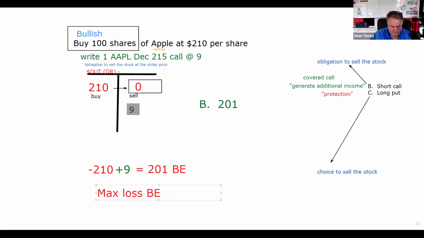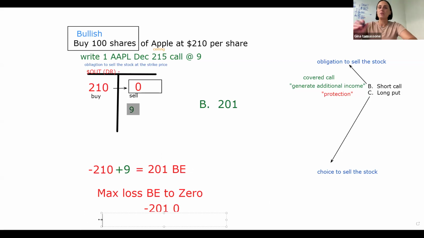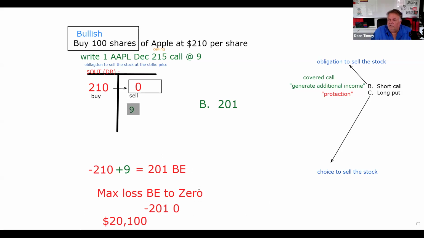Break even to zero. What I mean by that is, when Apple goes from 201 to zero, you're going to lose $201 per share. Is this the same thing that we were just doing before? Yeah, it's the same situation. We're just going. I'm putting it in test phraseology now.